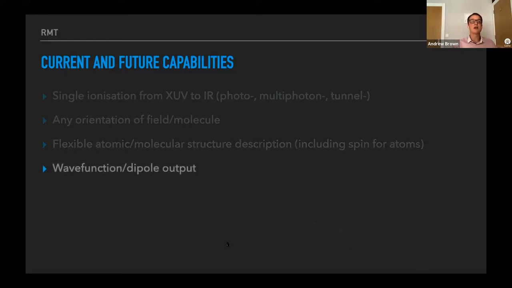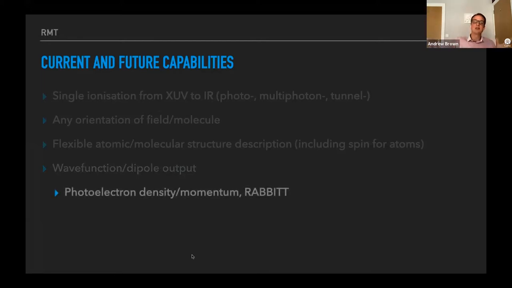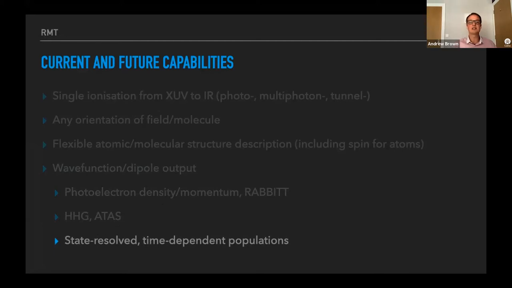And what you get out of RMT is the wave function. And from the wave function, you can get the time-dependent photoelectron density or the momentum density as it evolves in time. We can do RABBIT-type studies. Or from the dipole, you can do harmonic generation, transient absorption spectroscopy, that kind of thing. And we're also monitoring the population in all the different states, so you can really see where the population is going as a function of time in these calculations.